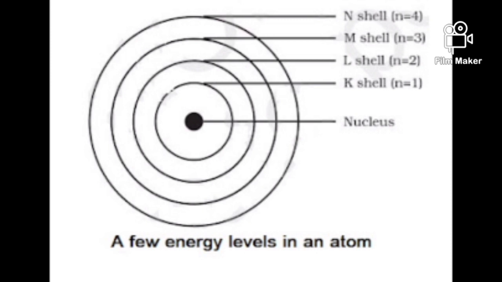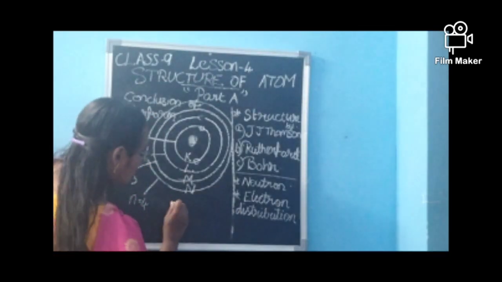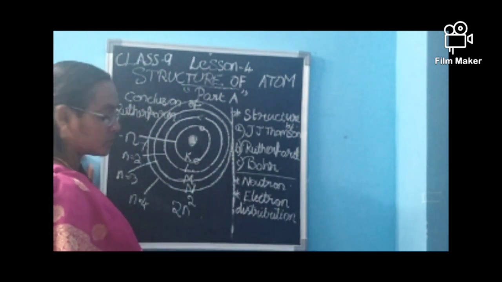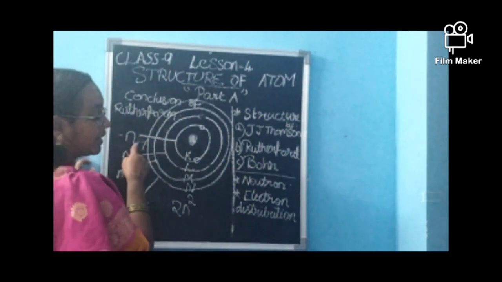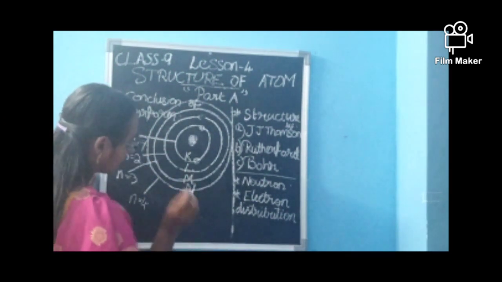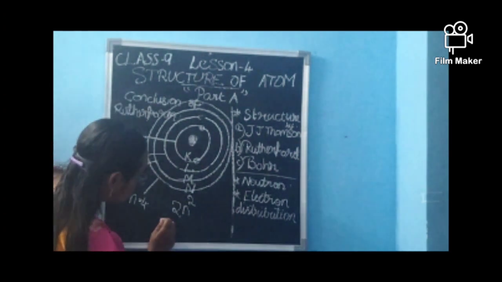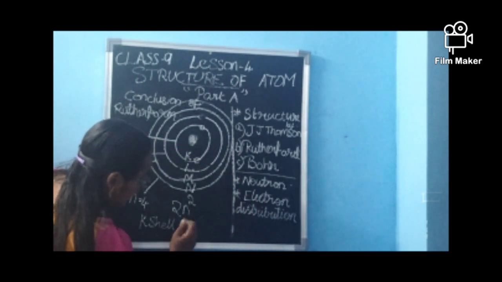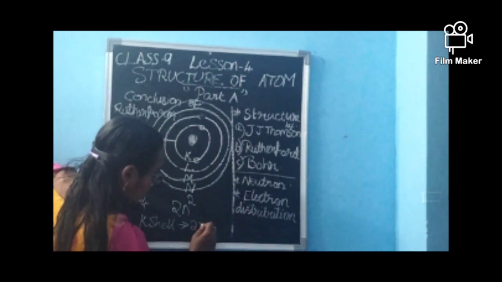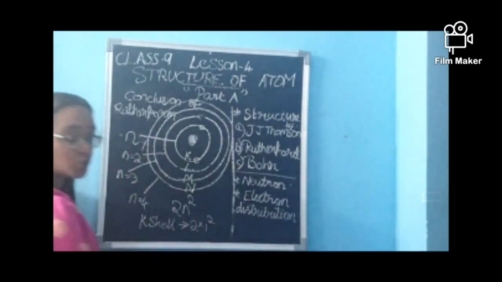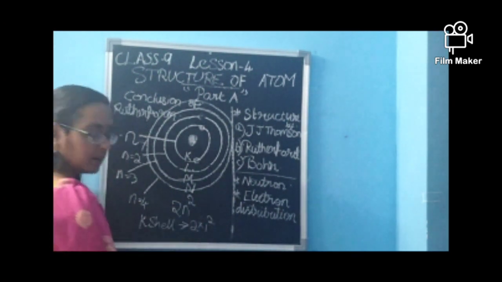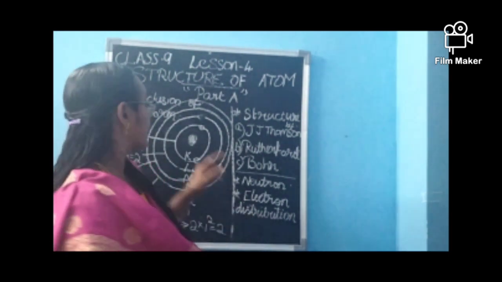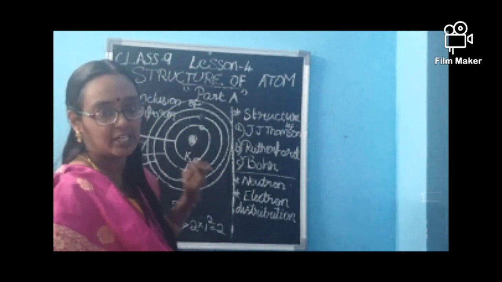There is a formula, that is 2n squared, 2n raised to 2. For the K shell, n value is 1. So the number of electrons it can occupy is 2 into 1 raised to 2. What is 1 raised to 2? 1 raised to 2 is 1. 1 into 2 is equal to 2. So the first 2 electrons can occupy the K shell.